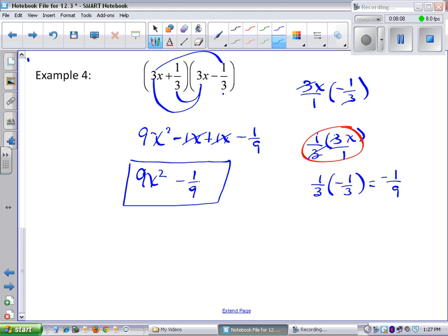This has been section 12.3. You will need to do the homework on that section. You will need to do the quiz on that section.